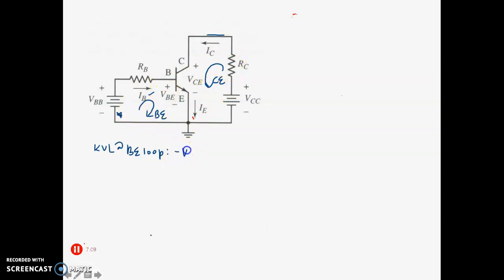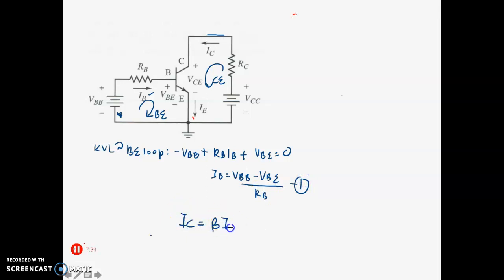So you can write minus VBB plus, it's a KVL, right, RB IB plus VBE equal to 0. So you can get your IB equal to VBB minus VBE divided by RB. This will be the first equation. How can you calculate your IC? From the basic equation, IC equals beta IB. Now you have done your BE loop.